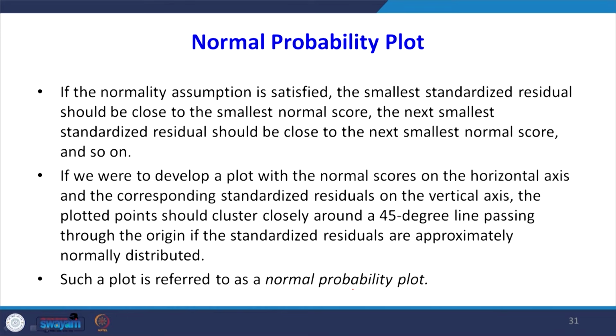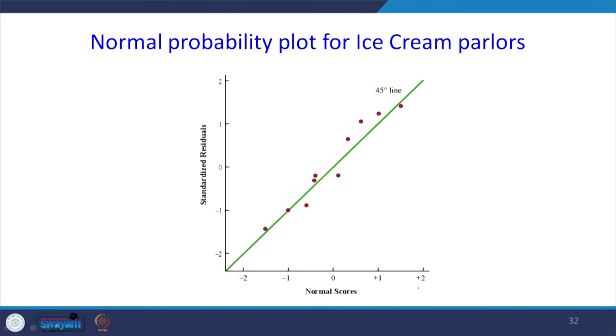If we develop a plot with the normal score on the horizontal axis and the corresponding standardized residual on the vertical axis, the plotted points should cluster closely around a 45 degree line passing through the origin if the standardized residuals are approximately normally distributed. It is a property of this residual plot. Such a plot is referred to as a normal probability plot.